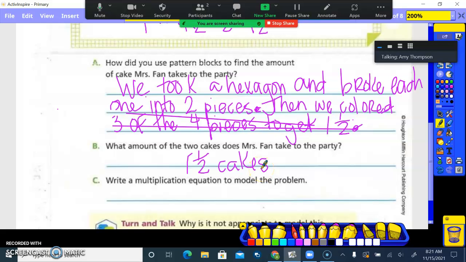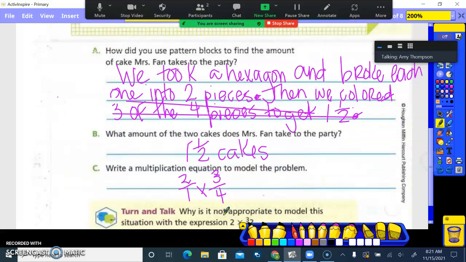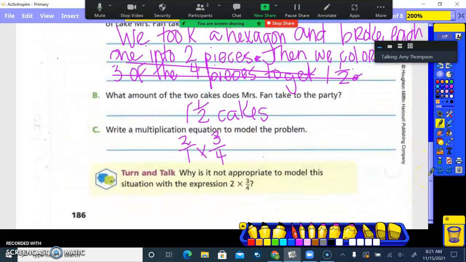Write a multiplication equation to model the problem. So we already did that up there, right? We took 2/1 times what? 3/4, right? Okay. And then we worked that out up there.